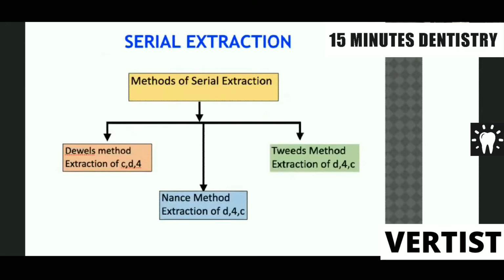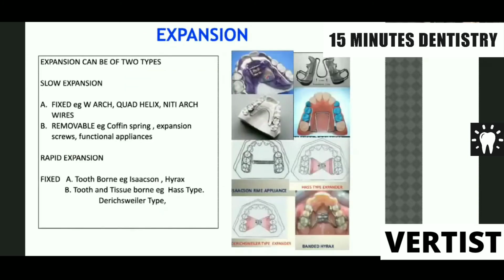Briefly, serial extraction methods are of 3 types: Dewel's method, Nance method, and Tweed's method. In Dewel's method, he goes on with the extraction of the deciduous canine, deciduous first molar, and then the permanent first premolar. In Tweed's method, he goes ahead with the extraction of D, 4, and C. And Nance method is similar to Tweed's method, where he again uses the same formula of extraction of D, 4, and C.